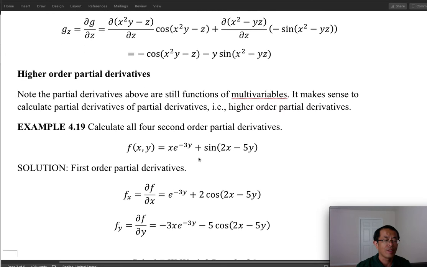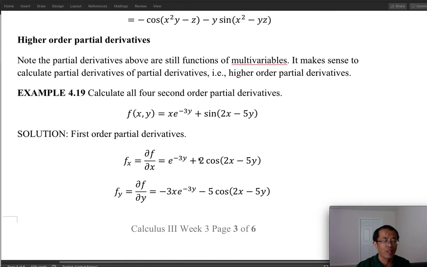This is the example from the textbook again, 4.19. We are just doing a function of two variables, f of x and y. First, we know there is f sub x and f sub y. Let me double check. I believe it is all right. The partial derivative of f with respect to x: this exponential term is a constant times x, and the sine turns into cosine. From the inner part, we got a 2 here.